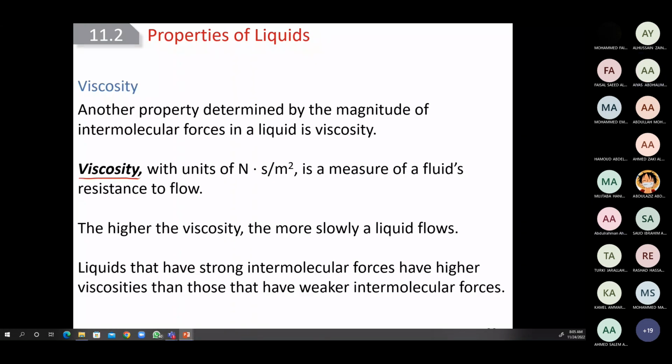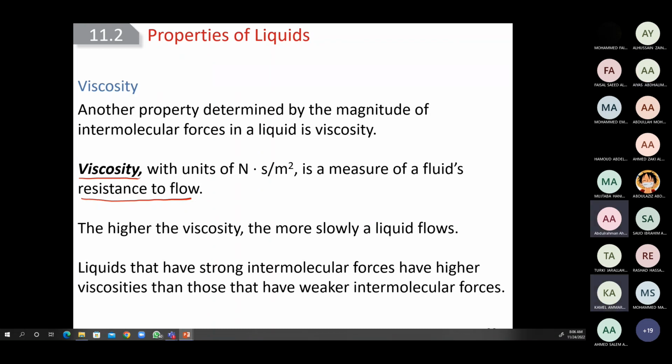What's this? Viscosity. What is viscosity? It is the ability of the fluid to resist flowing. Right. The meaning of viscosity is here. Read this. Resistance to flow. Give me a good example of viscosity.